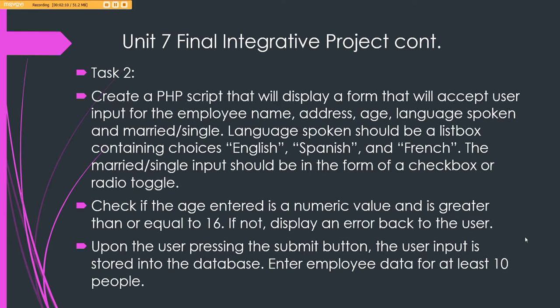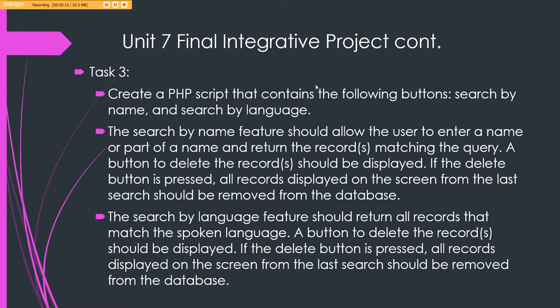Enter employee data for at least 10 people. Create a PHP script that contains the following buttons: search by name and search by language. The search by name feature should allow the user to enter a name or part of a name and return the records matching the query. A button to delete the record should be displayed. If the delete button is pressed, all records displayed on the screen from the last search should be removed from the database. The search by language feature should return all records that match the spoken language.